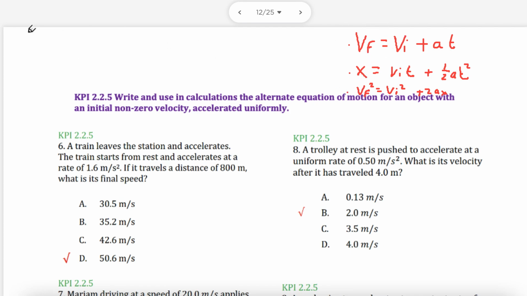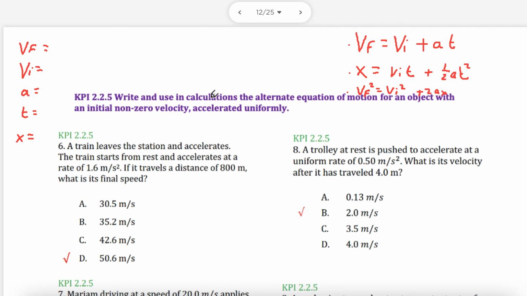So, from the 3 formulas, we will always need to also know V final, or V initial, A, T, X, displacement. 1, 2, 3, 4, 5. There are 5 variables in acceleration, and we only need 3. We need 3 pieces of information to find the other 2.